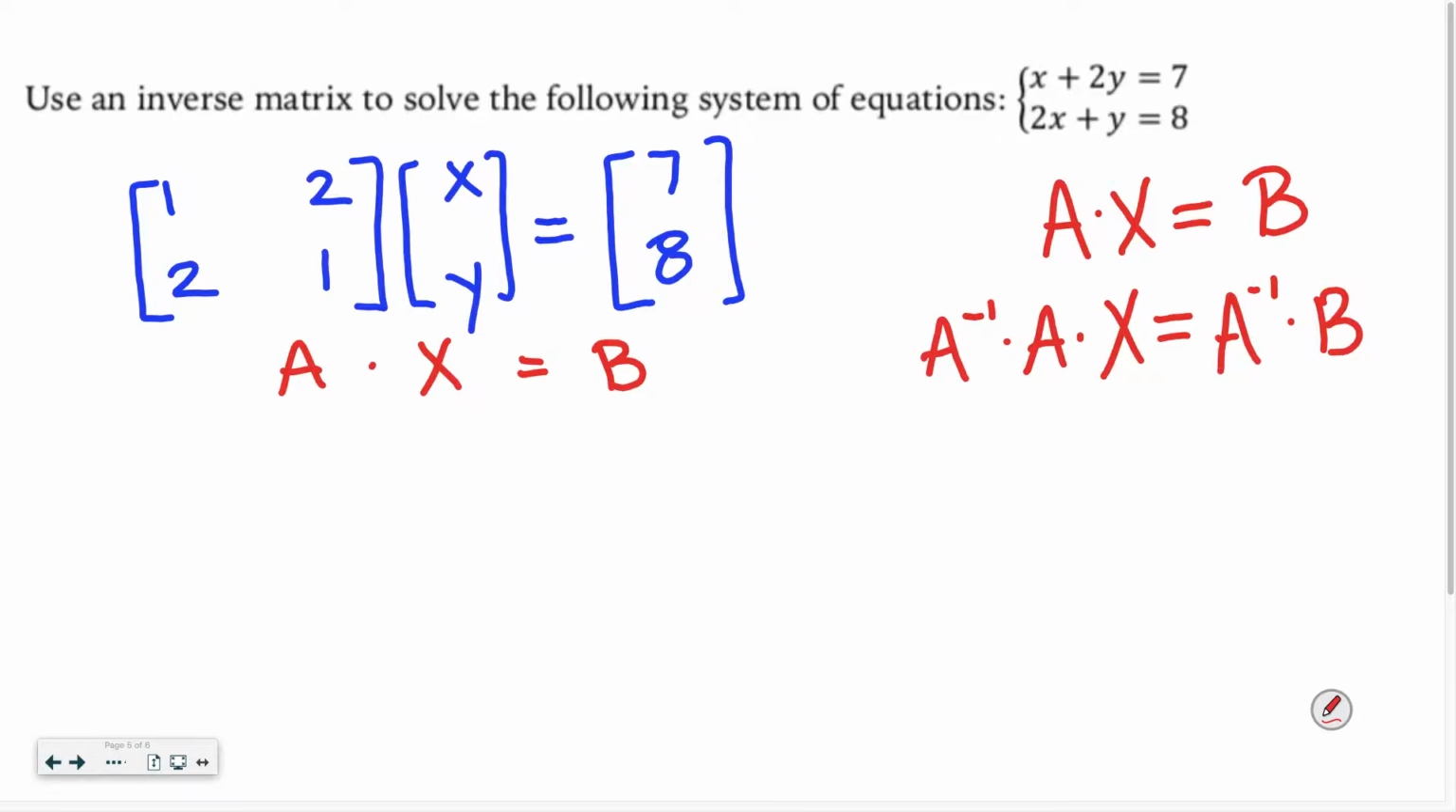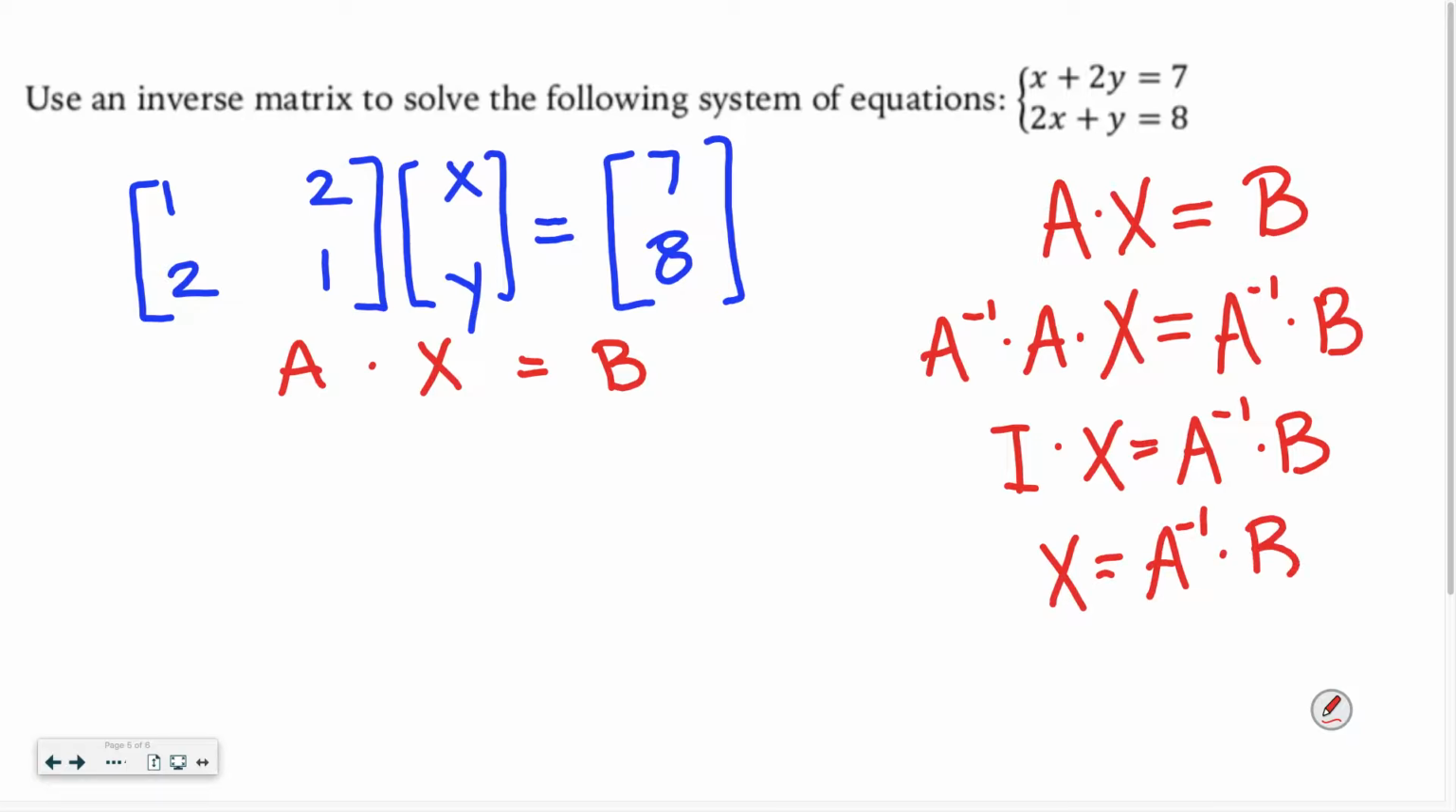So A inverse times A is the identity matrix. And we know that the identity matrix times anything is just itself. So it really just cancels out. Okay? So if I want to solve for X, we multiply A inverse to both sides. These cancel out to the identity, and we're really just left with X. Okay? So what we can do, we can find our A inverse matrix, and then just use matrix multiplication. Okay? So let's do that. Let's take A inverse here.